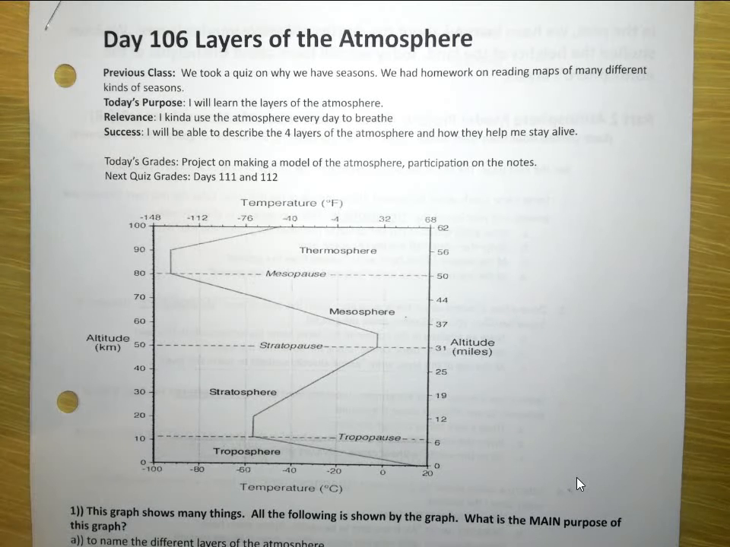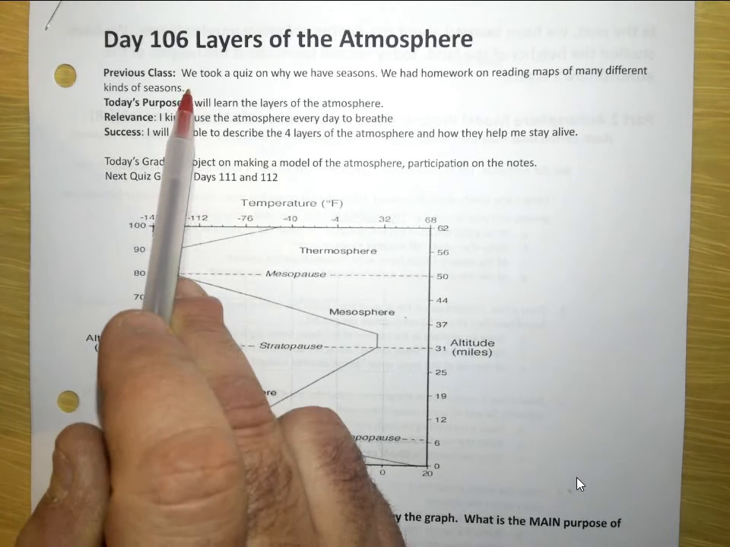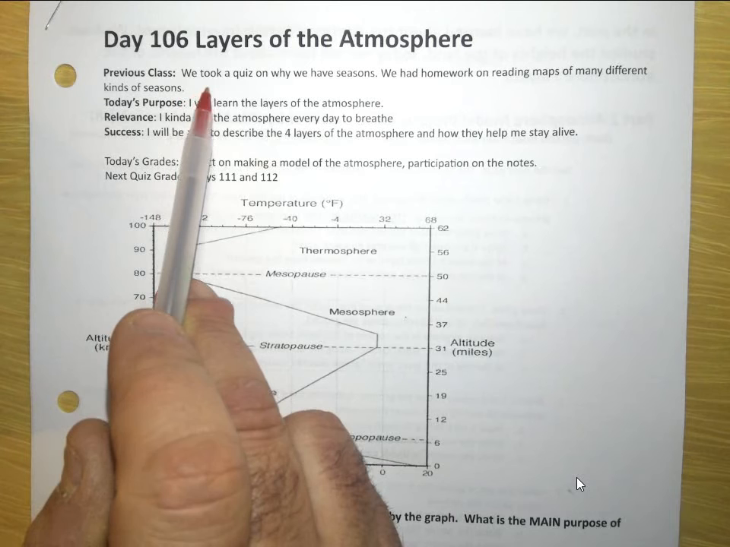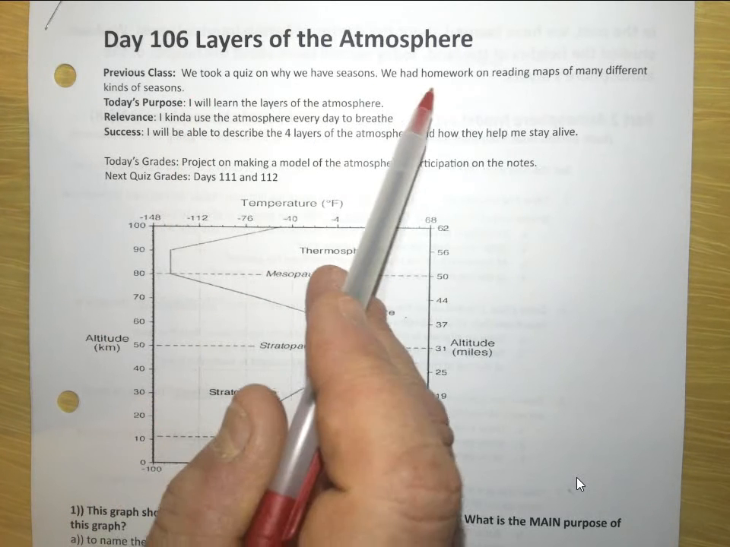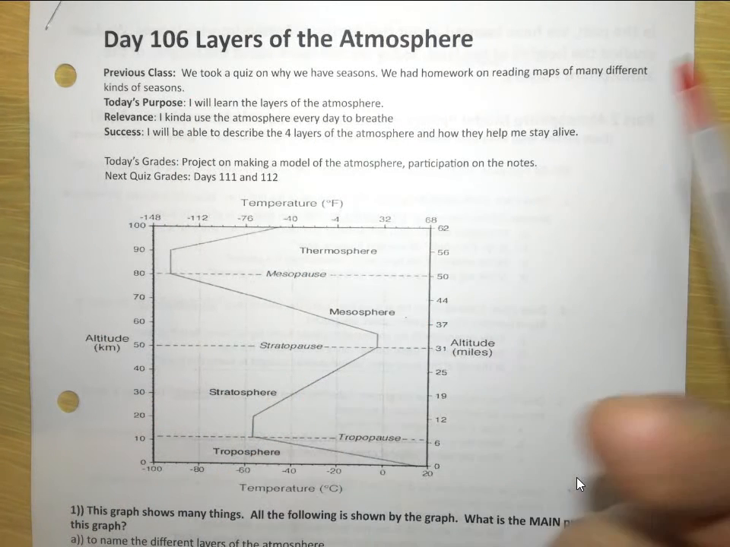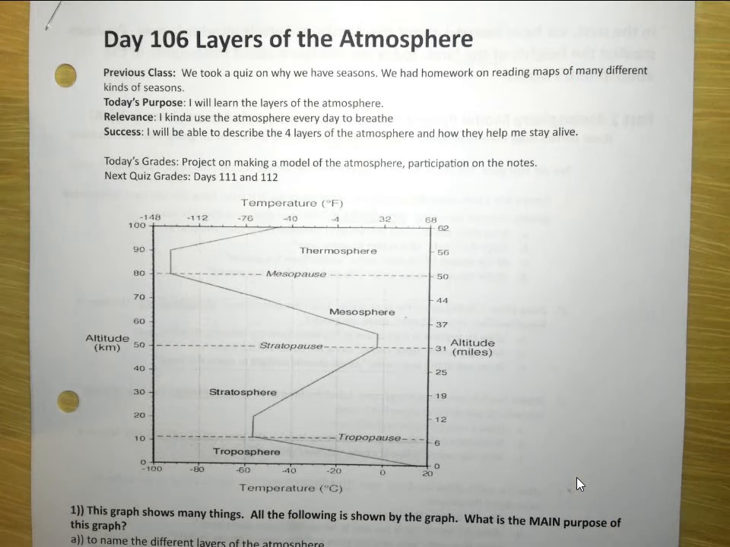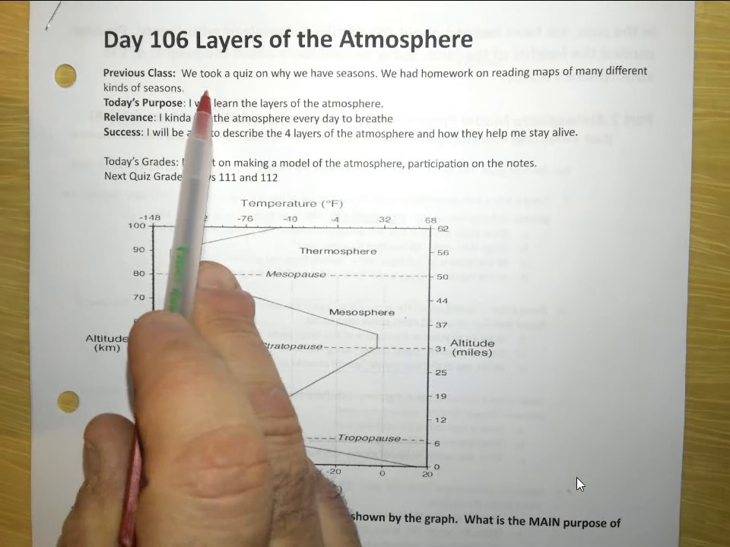106, Layers of the Atmosphere. In the previous class we took quizzes, so we're starting off a brand new chapter here. We talked about seasons. Now we had homework of reading maps off of different kinds of seasons. We had things like allergy season or ragweed season or something like that. Different colored maps. Does anybody have any questions about those?